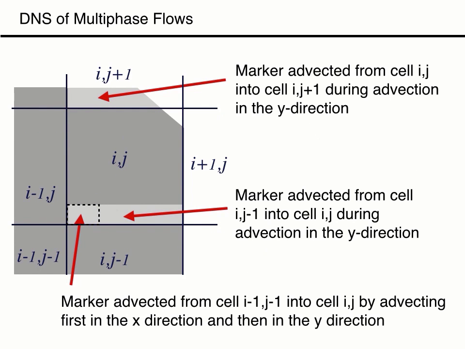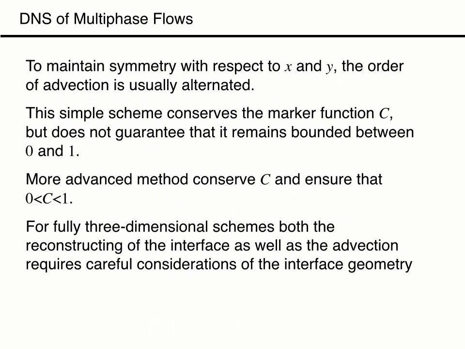The total amount of marker that flows into cell i, j from the cell on the bottom, i, j minus 1, is given by the gray white rectangle at the bottom, and the total amount of marker that flows out of cell i, j into cell i, j plus 1 is given by the gray polygon on the top. To maintain symmetry with respect to x and y, the order of advection is usually alternated.